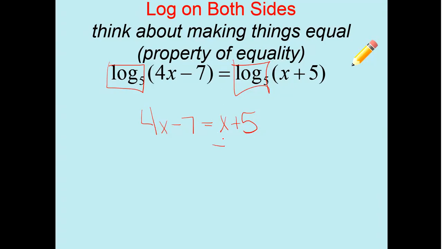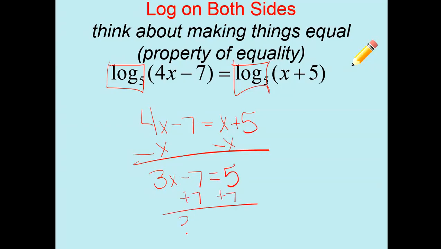Let's subtract x. So I get 3x minus 7 equals 5. I'm going to add 7 to both sides. So 3x equals 12. Divide by 3. So x equals 4. And you would get the same thing on both sides. And it looks like it's going to be 9. If I did some quick math, plugging that 4 in, I'd get log base 5 of 9 equals log base 5 of 9, which checks out, no issues there.